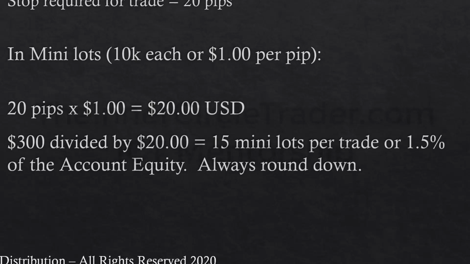Okay, same equity size, $20,000, and the risk per trade, 1.5%, or 20,000 times 1.5%, $300. Stop required for this is 20 pips. In mini lots, it's 10K each, or $1 per pip. So our 20 pip stop times $1 per pip means $20 is our total risk exposure using 20 pips with $1 per pip leverage. So if our total risk assumption is $300, we're dividing by that $20, which would give us 15 mini lots per trade, or 1.5% risk of the account equity.